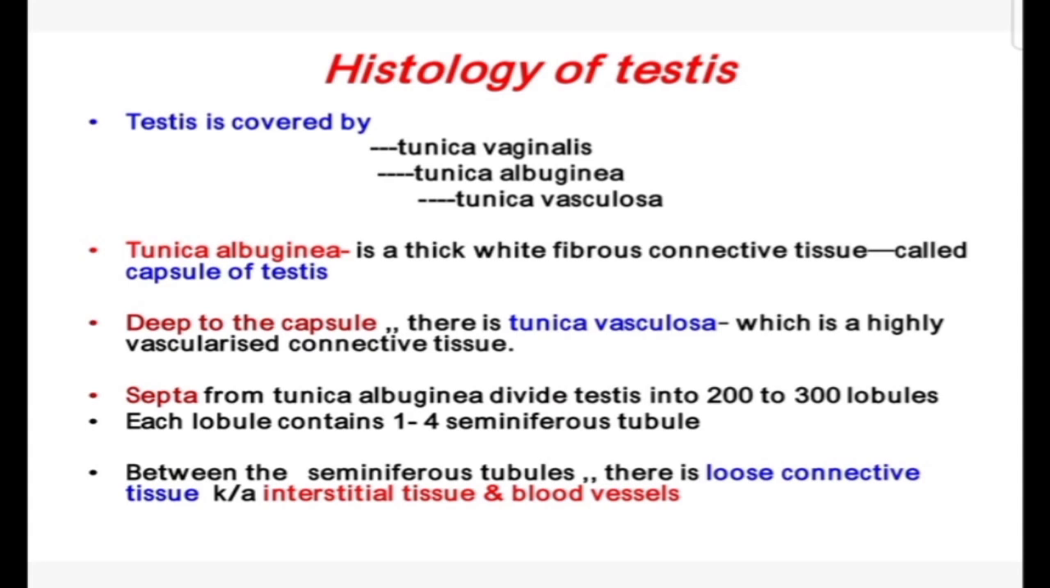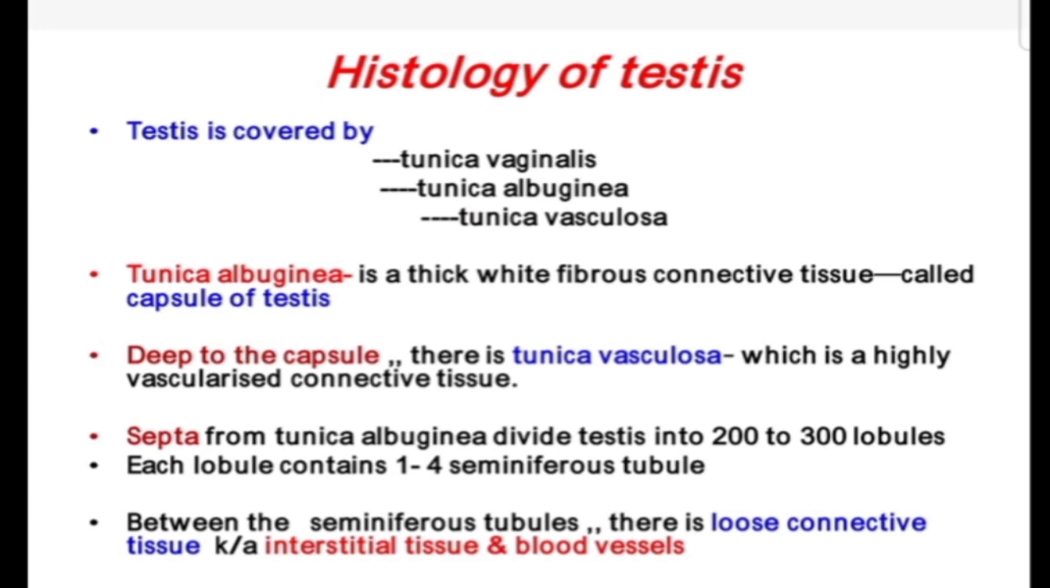As regards the histology of the testes, if we talk about its exocrine function, it is a tubular gland. It is a compound tubular gland of the cytogenic variety, and it is covered by a connective tissue capsule which is called the tunica albuginea.